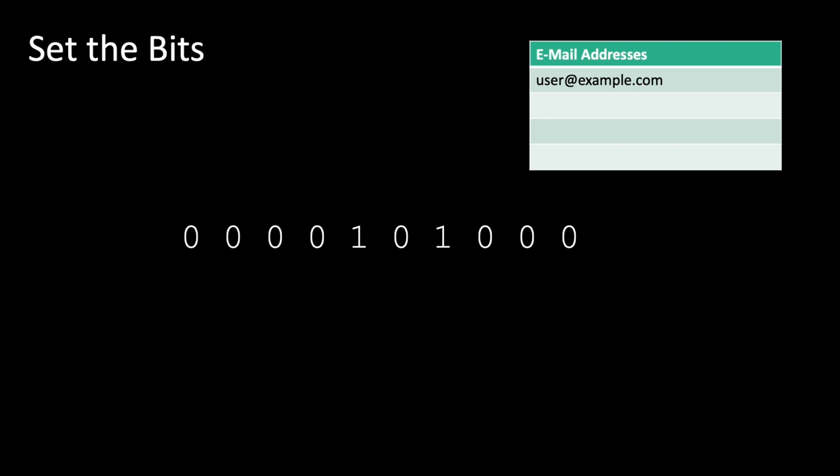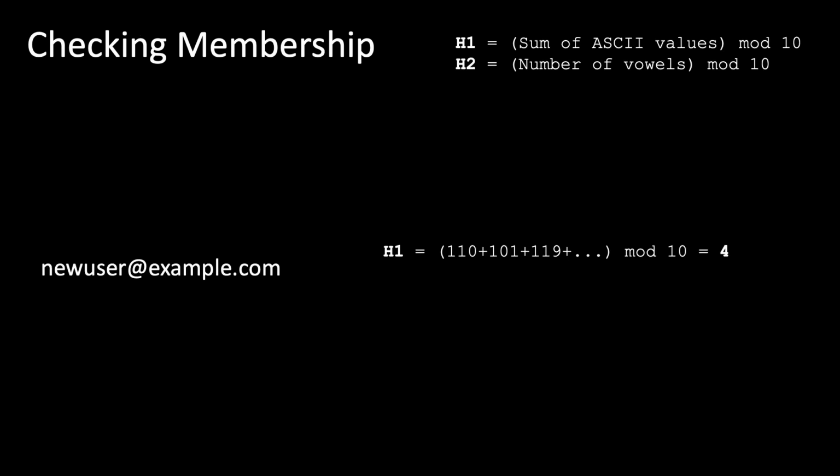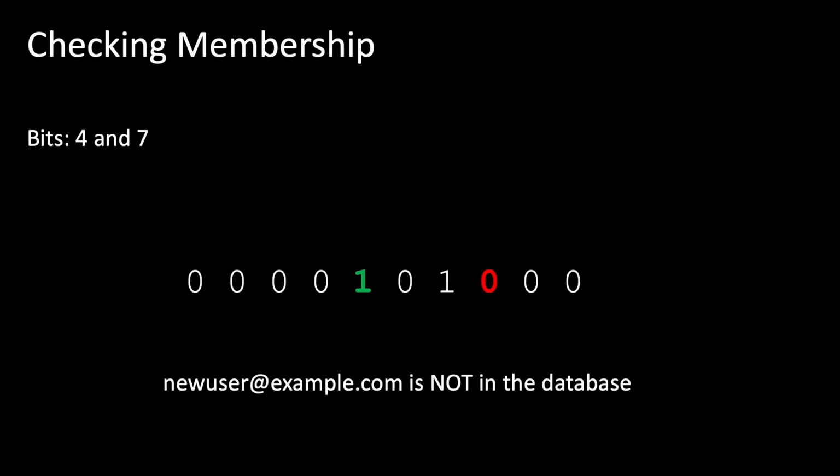Now if we check for membership, to check if a new email, let's say newuser@example.com, is in the collection, we apply each hash function and check if all corresponding bits are set. Hash function 1 yields 4 and hash function 2 equals 7. So we check the bits at indices 4 and 7. If both are set to 1, the Bloom filter suggests that the email might be in the collection. However, this is not the case, so we can be sure that newuser@example.com is not in the database.